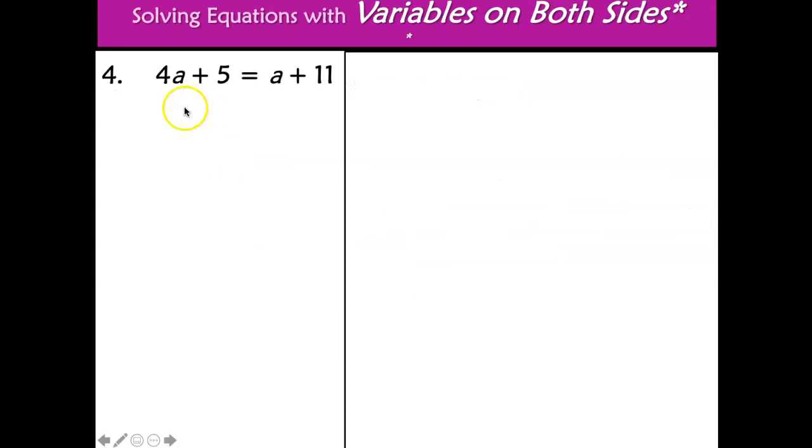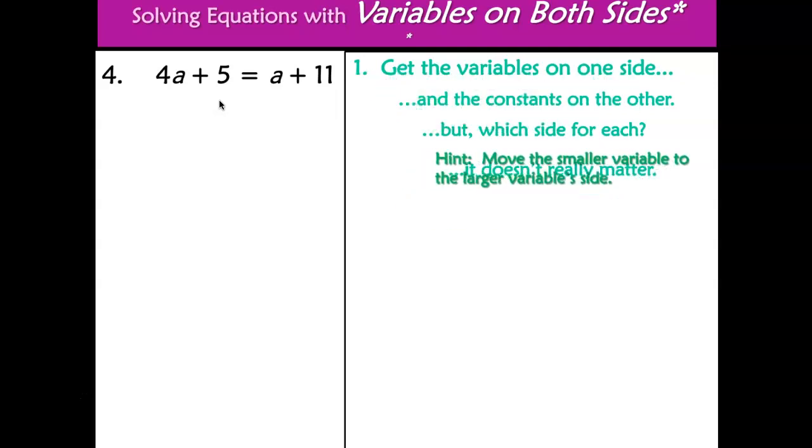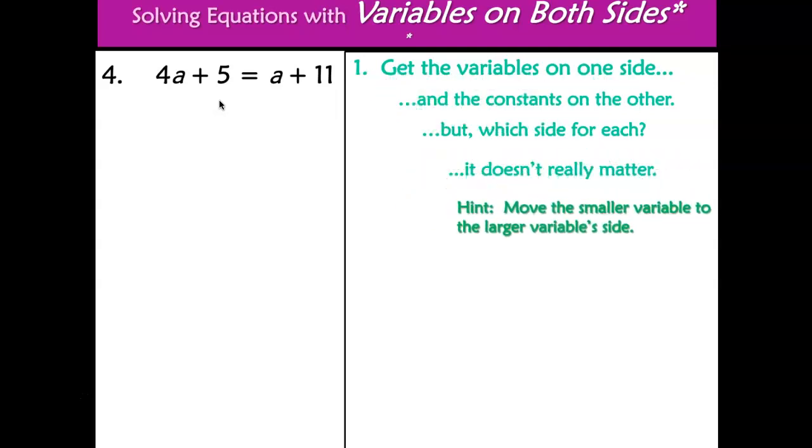So now here you again have another example with variables on both sides. Okay, so get the variables on one side and get the constants on the other side. But which side will you have to put them? It actually does not matter. But for this particular example, I'll give you a hint. It is better, at least for me, to have a positive variable so that I always choose the smaller one to go to the bigger one.